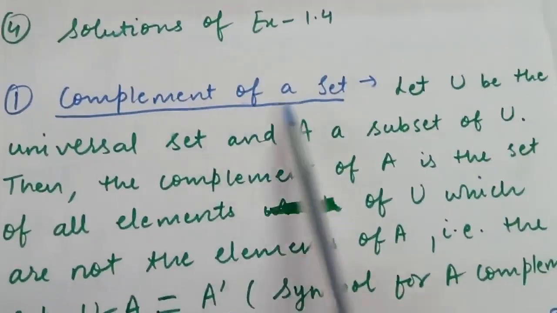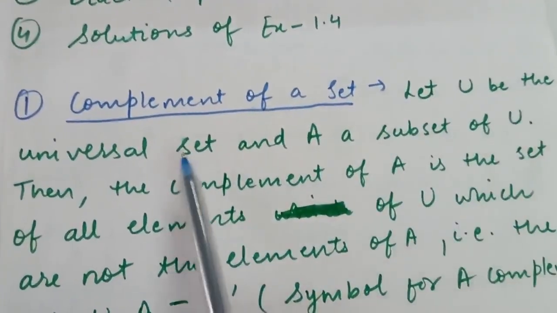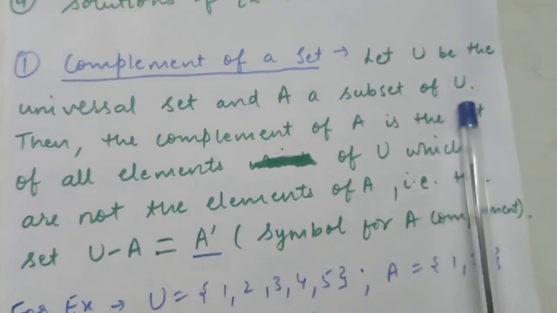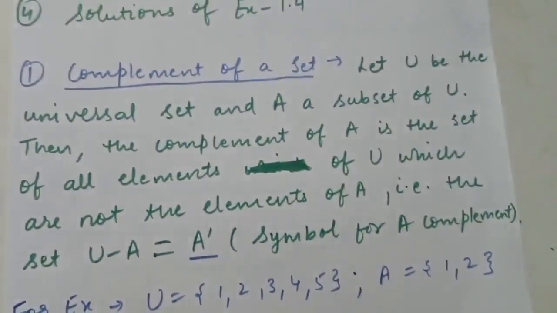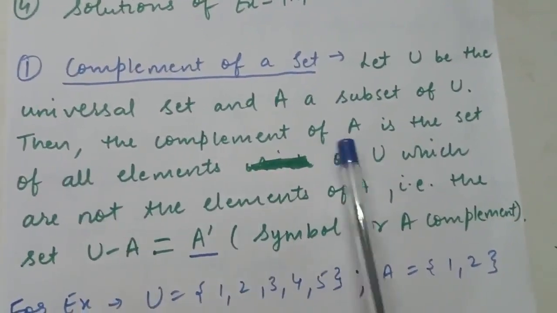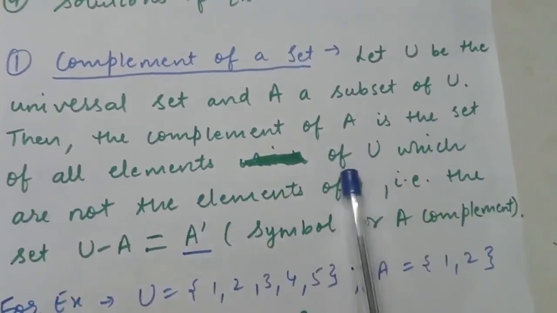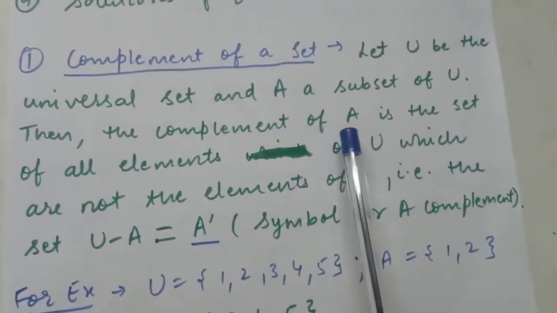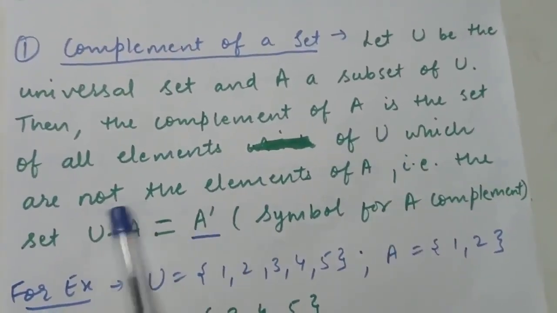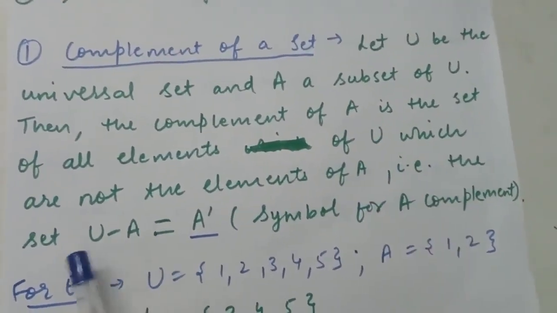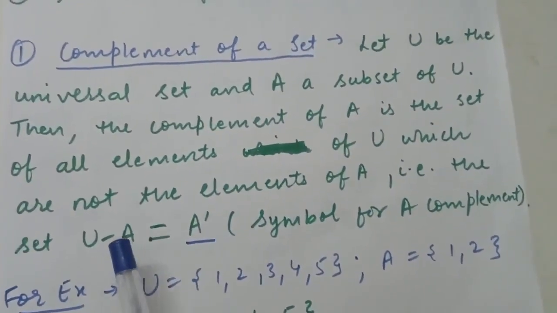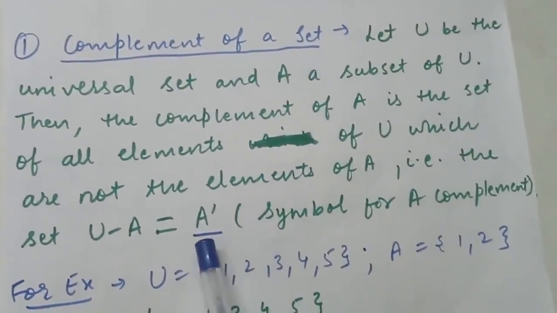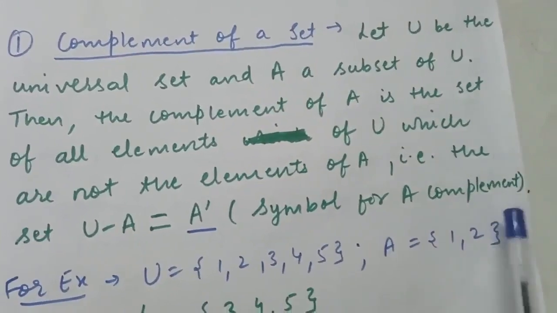So first is now complement of a set. Let U be the universal set and A be a subset of U. Then the complement of A is the set of all elements of U which are not the elements of A. Complement includes all the elements of the universal set which are not the elements of A. That is basically the set U minus A, because U minus A contains the elements which are in U but not in A. And the complement of a set is denoted as A complement, right? This is the symbol for a complement.